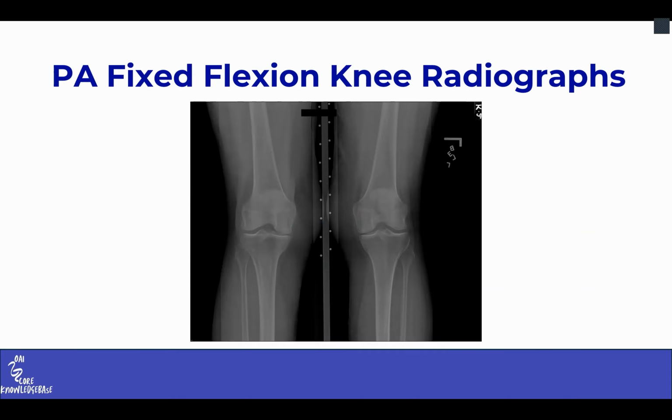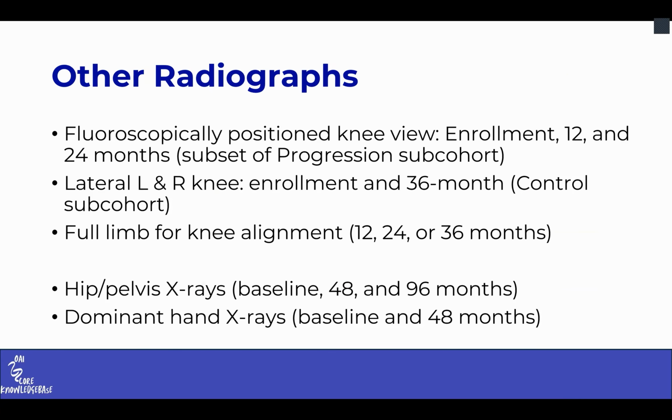The most common X-ray in the OAI is the posterior-anterior fixed flexion knee radiograph, which was used for doing semi-quantitative scoring, such as the Kellgren-Lawrence grades, as well as for quantifying joint space width at fixed locations. There are other radiographs available, including fluoroscopically positioned knee views within a subset of the progression subcohort. These were collected at baseline, 12, and 24 months. Members of the control subcohort also had lateral knee views completed at enrollment and 36 months. And participants also underwent a full limb radiograph for measuring hip, knee, ankle angle at 12, 24, or 36-month visits. Participants also had pelvis x-rays and dominant hand x-rays, with some individuals also having bilateral hand x-rays available.